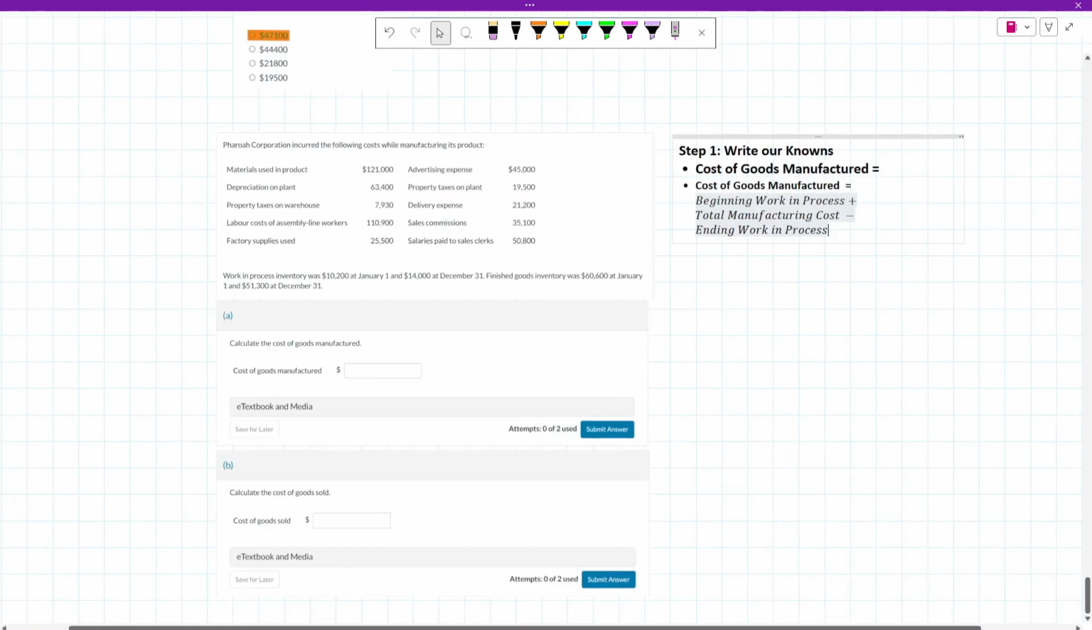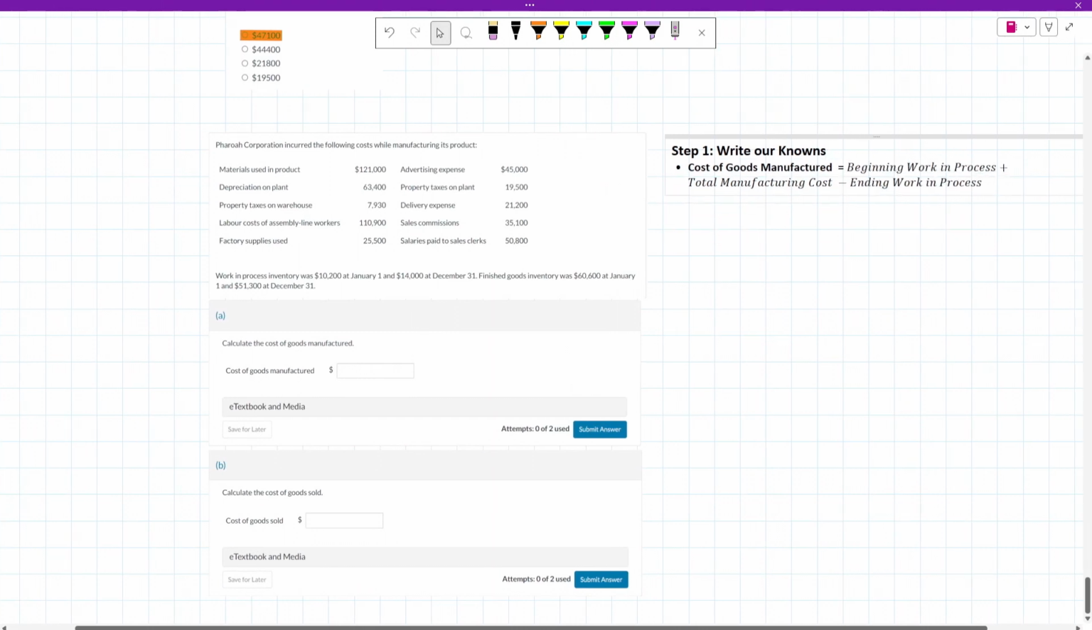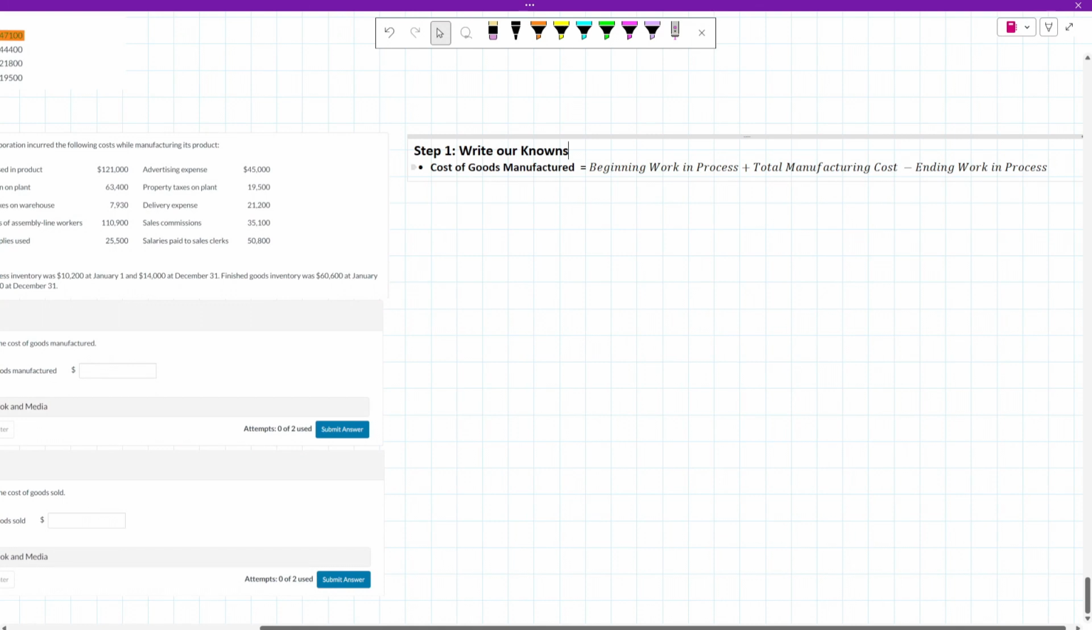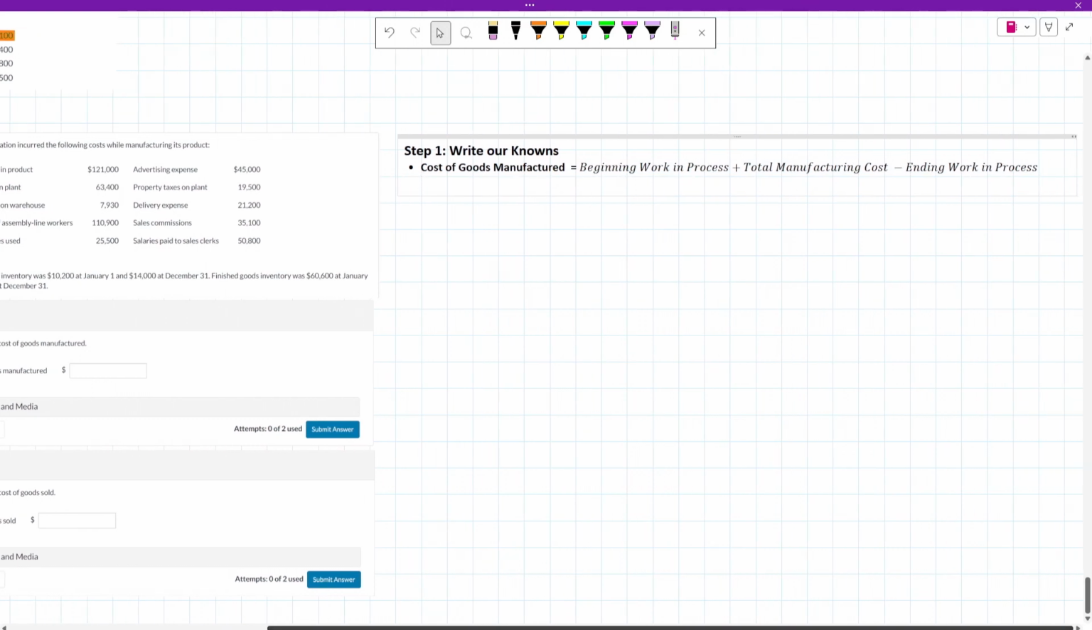We see that it's equal to, I'll just get rid of that part. So our cost of goods manufactured is equal to the beginning work in process plus total manufacturing cost minus ending work in process. So is there anything else we know in this formula that we could write down? So we do know our beginning work in process.